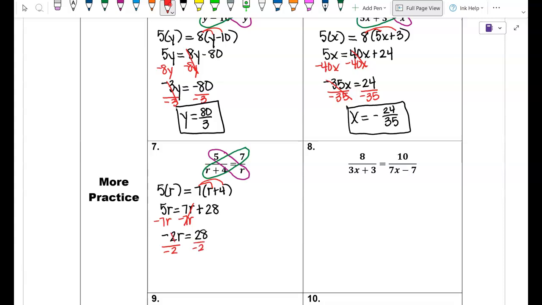Divide both sides by negative 2. And we get r equals negative 14. So it's possible you could get a whole number. It's possible you could end up with a ratio. Just depends on the numbers that you are given.